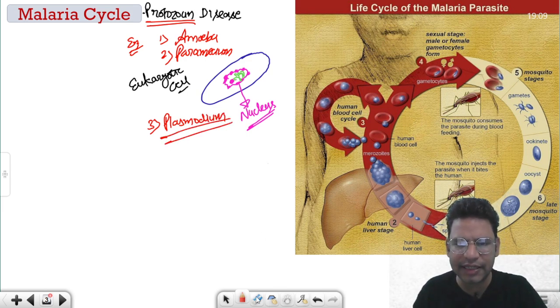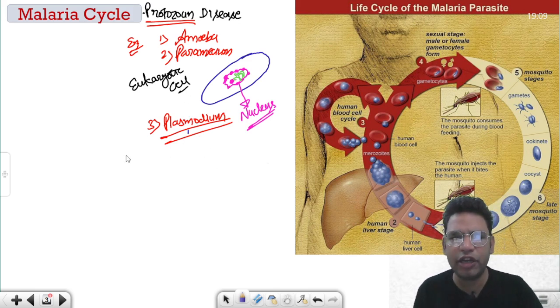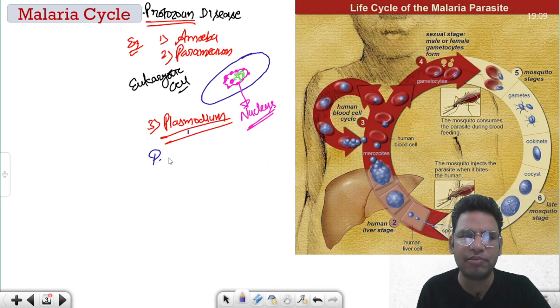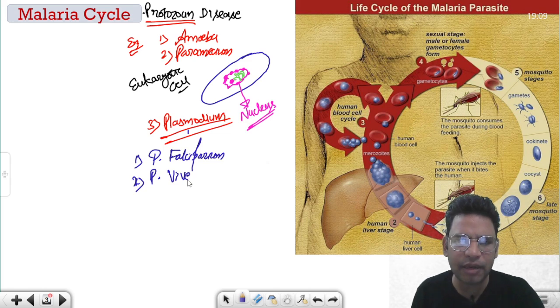So malaria is a protozoan disease, and this Plasmodium, let me tell you, has 5 types in the world. Plasmodium falciparum is one, which is a distant cousin of Plasmodium vivax. And in India, we have cases of Plasmodium vivax. And let me tell you, this Plasmodium falciparum is the most deadly. This is the deadliest one.